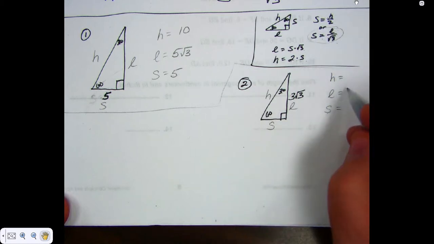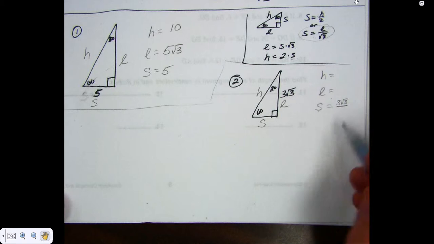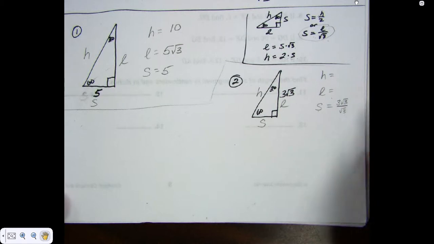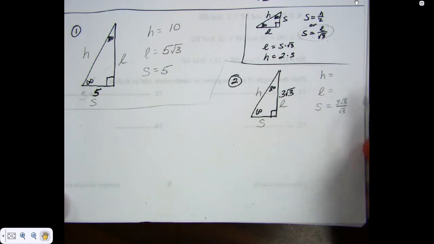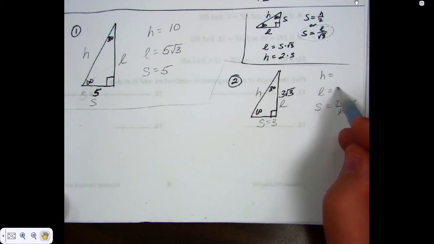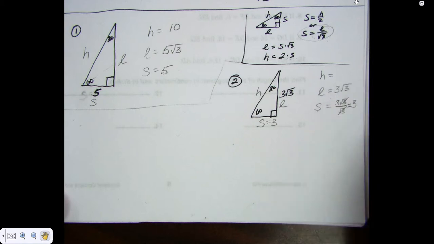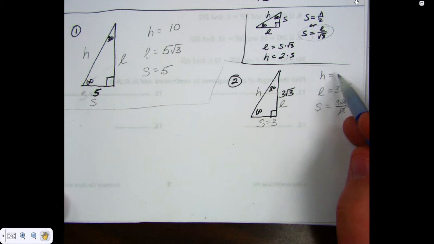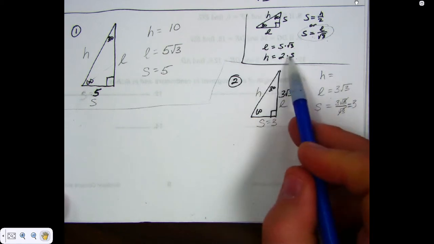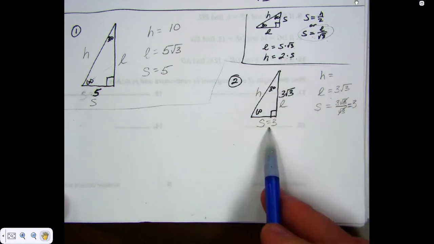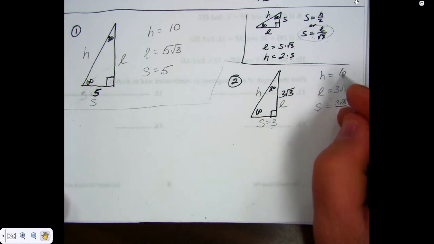So which one would I use? S is whatever L is, which is what? 3 square roots of 3 divided by what? Square root of 3. So what happens now? They cancel out. So S is 3. It's so simple. Do I know what L is? It's 3 square roots of 3, right? Yes. The only thing left to find is the hypotenuse. H is always 2 times whatever S is. What is S? 3. So it's 6.